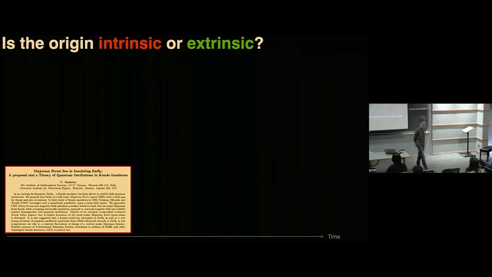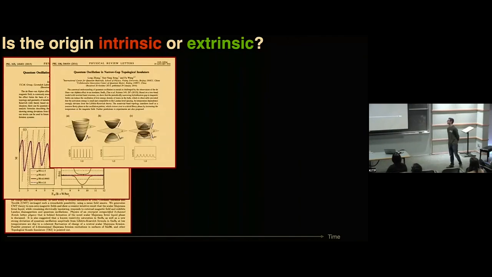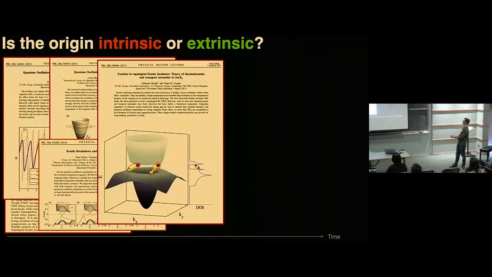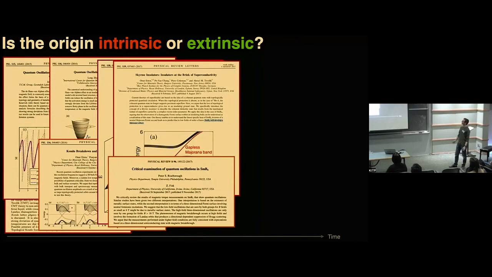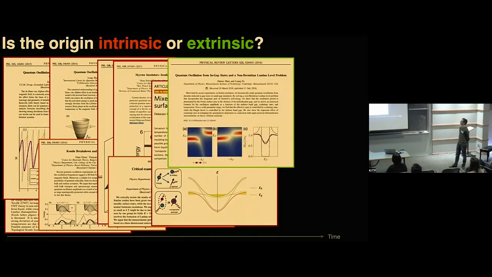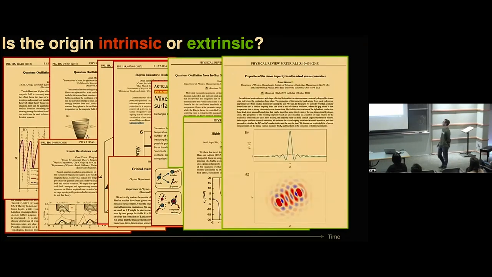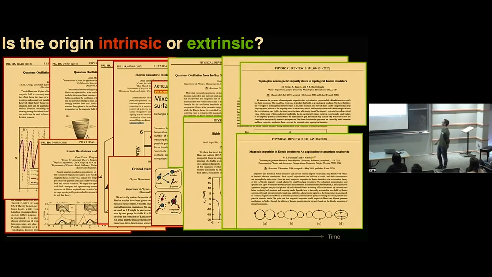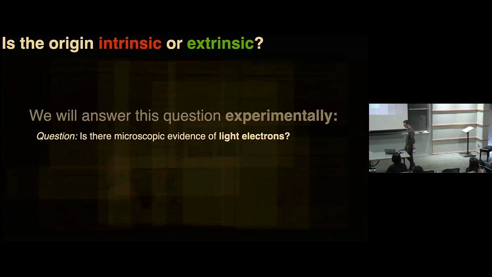As you might imagine, this generated quite a lot of interest theoretically, and I'm just plotting the proposals chronologically. To begin with, all the explanations seemed to suggest that this was an intrinsic effect in SmB6, and more recently, a number of papers have suggested that maybe this is extrinsic. That means it's coming from defects. And in that case, there would be some microscopic metallic puddles that we could go looking for. I think it's fair to say there's no theoretical consensus yet. So I'm going to approach this question experimentally and see if I can find microscopic evidence of light electrons in samarium hexaboride.